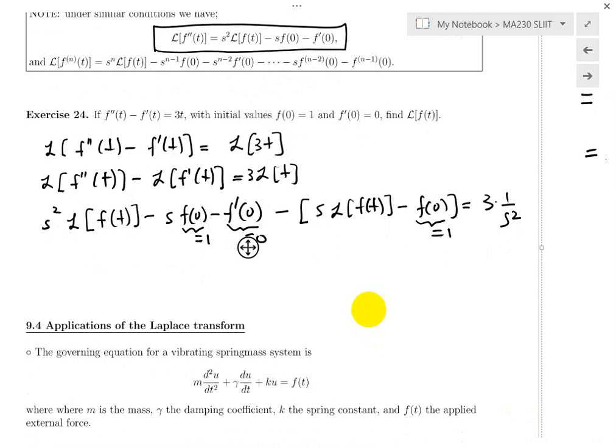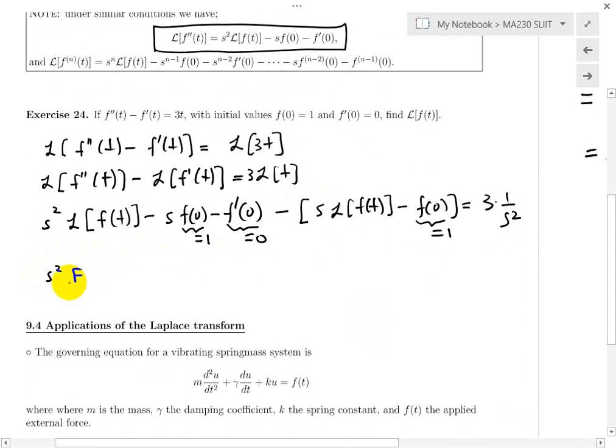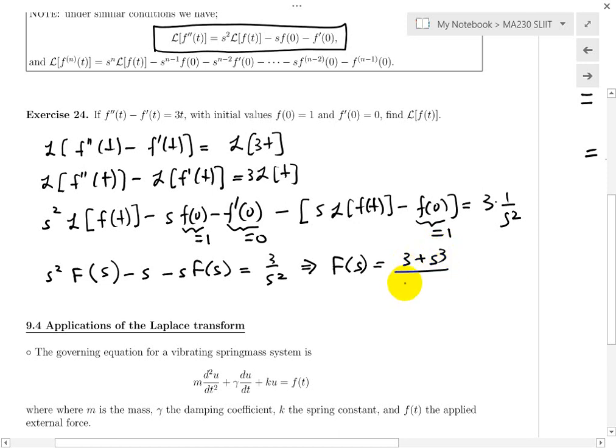So if you simplify now, note that I can write capital F for the Laplace transform of little f, F(s), to make it short. All you have to do now is solve for capital F here. So F(s) will be, do the algebra part, this is s cubed here and s cubed times (s minus 1). Okay, so that's the answer.